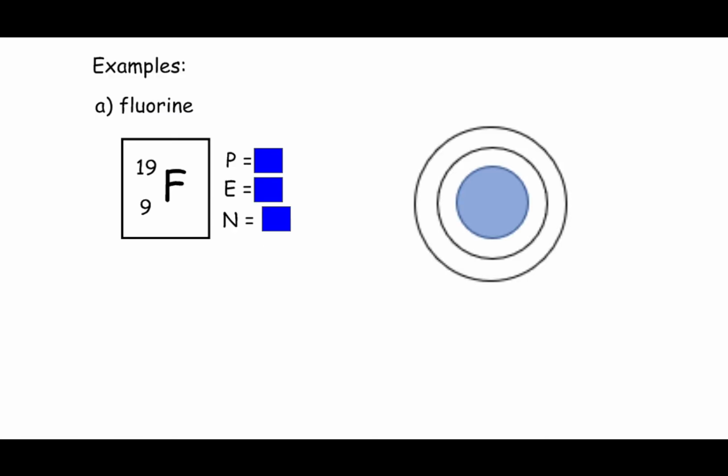Okay, so if we look at fluorine, it has a mass of 19. It has an atomic number of 9. So we're going to have protons is 9. That matches up with the atomic number. Electrons also match up with the atomic number. Neutrons is 19. Subtract 9, which leaves me with 10.